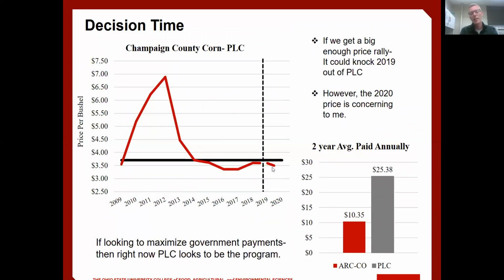And at least from our analysis, PLC is expected to trigger payments in 2019 and 2020. If we get substantially higher market prices, we could see this change. But at least from our analysis right now, over the 2 years, PLC looks to be a more favorable program over the 2 years of the Farm Bill.